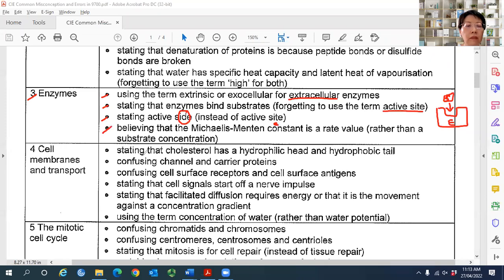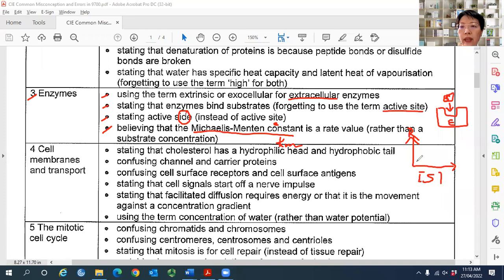Okay. Believing that the Michaelis-Menten constant is a rate value rather than a substrate concentration. Michaelis-Menten constant is Km value, right? So Km value is found on the graph, isn't it? Of rate of reaction versus what? Annabelle, rate of reaction versus what? Hurry up, I'm recording. So substrate concentration.